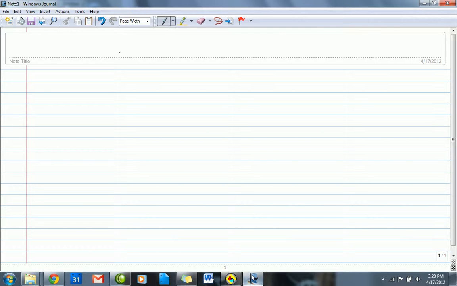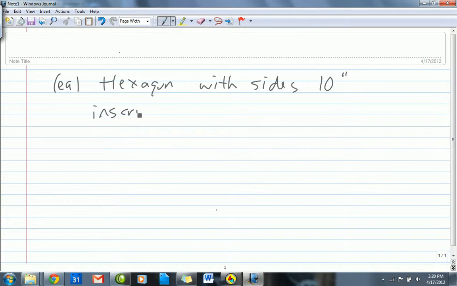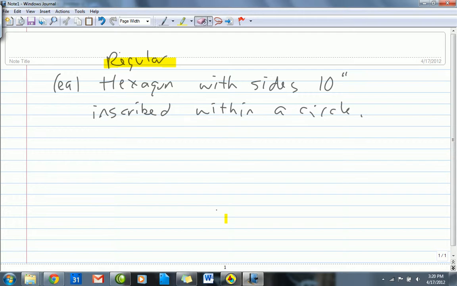So let's suppose we have a hexagon with sides, let's say 10 inches, is inscribed within a circle. Okay, furthermore, that hexagon's got to be regular. All right, and for now, we're only going to work with regular polygons inscribed in the circles. And regular, if you recall, means congruent size and congruent angles. That's what it means for polygons to be regular.